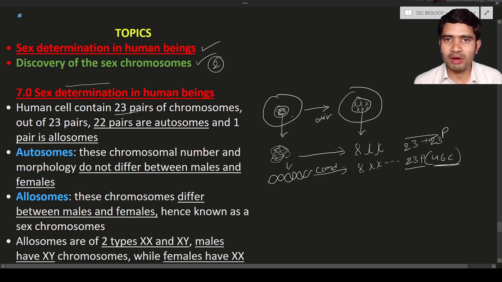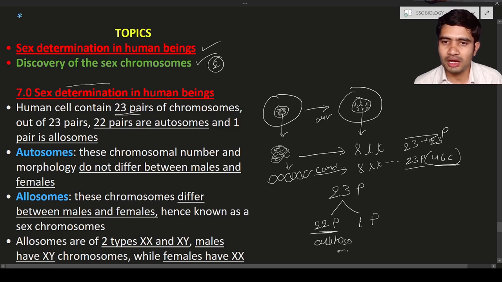When the cell is about to divide, the DNA turns into chromosomes. So here 23 pairs of chromosomes are there. Out of 23 pairs, 22 pairs and also one pair. What are the 22 pairs? These are known as autosomes, not allosomes, autosomes. And one pair is allosome.